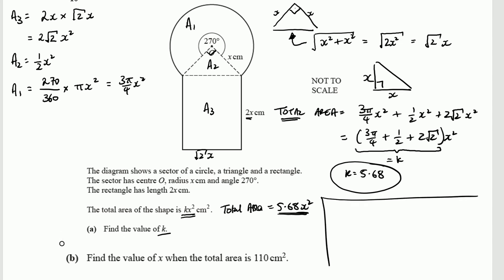Find the value of x when the total area is 110. So if the total area is 5.68 x squared, that means 5.68 x squared would equal 110. If I divide both sides by 5.68, then I'm going to get a value for x squared. So I'll do that on my calculator. 19.4. And then of course we just square root that. And that's going to be 4.40. And that's going to be in centimeters, and that's my final answer. So that concludes the answers to this worksheet.